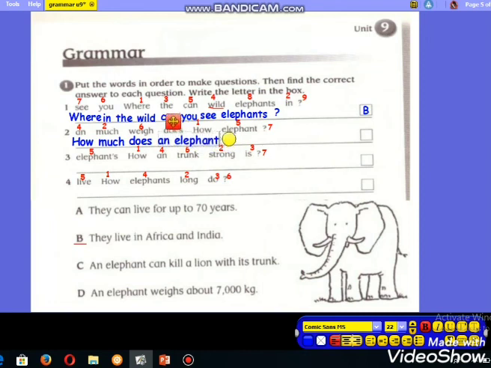Excellent. And the last one, you have to add the verb, which is weigh. After the question, don't forget to write the question mark. Excellent. And we have to find the answer for this question, and here is the answer. An elephant weighs about 7,000 kilograms. So right here, letter D.